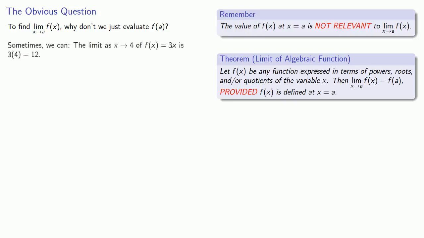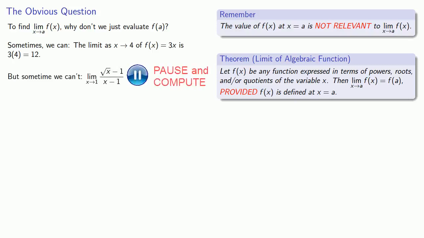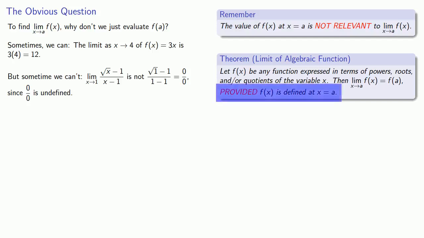And sometimes we can. The limit as x goes to 4 of f of x equals 3x is 3 times 4, or 12. And here's a case where we can just find the limit by evaluating the function. But in other cases, we can't. If I want to find the limit as x goes to 1 of the square root of x minus 1 over x minus 1, I find that at x equal to 1, the numerator and denominator are both 0, and 0 over 0 is undefined. And so we can only find the limit by evaluating the function if the function actually is defined at that point. So what do we do in that case?